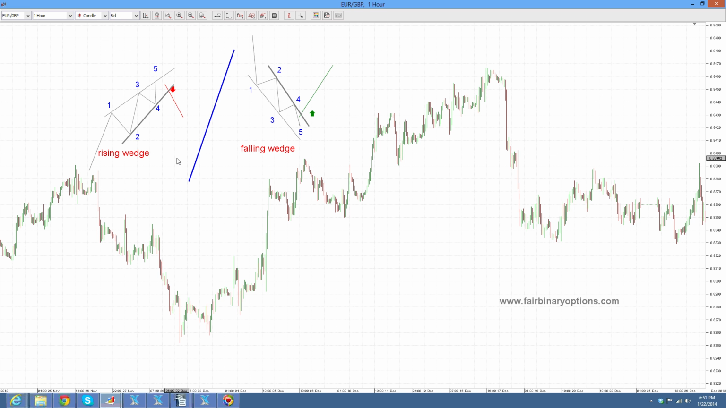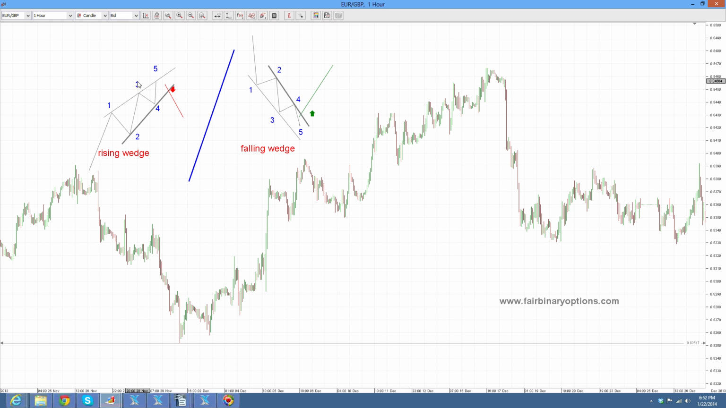Okay, moving on here on FairBinaryOptions.com with the second part on the wedges, and we would like to treat this wedge, this rising wedge on the euro and Great Britain pound. And this rising wedge basically starts from the downside from here, and goes to the upside like that, and we are looking for a five-wave structure.